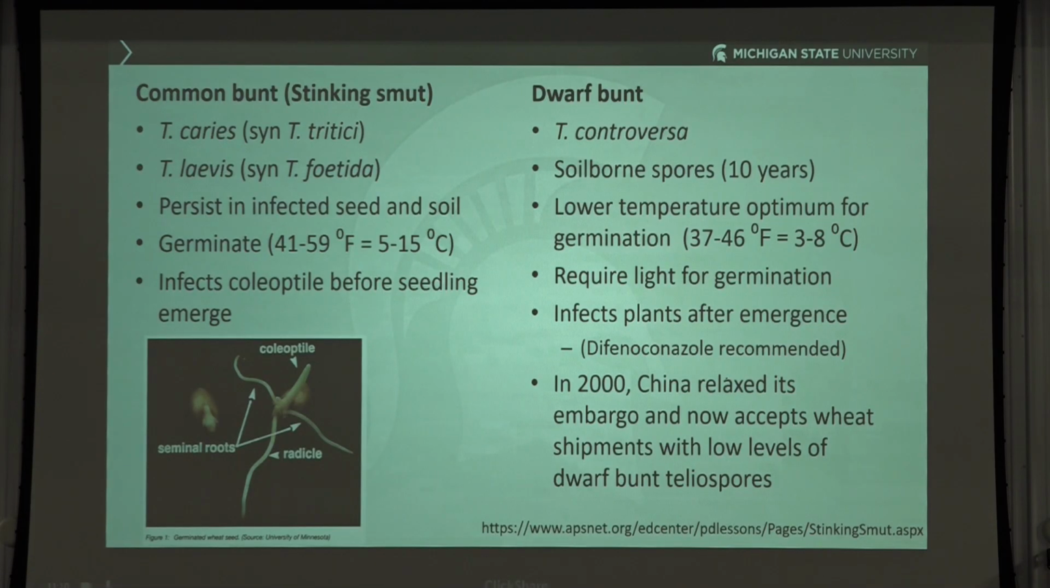So again, more detail than you probably care about, but this is part of what we're trying to figure out: which of these species is our primary concern in Michigan. There looks to be some differences between this common bunt or stinking smut. And by the way, if you're not familiar, this produces that off fishy odor in grain. That's an issue for processing. There's potentially a couple of species that are associated, and they have a slightly different temperature optima in terms of when they germinate versus dwarf bunt.